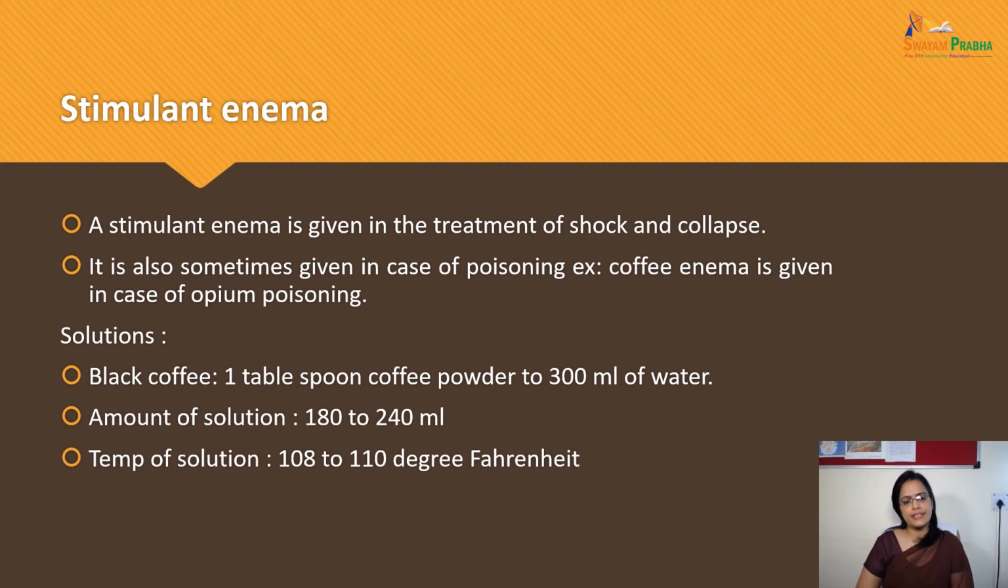Next is stimulant enema. It is given in the treatment of shock and collapse. It is sometimes given in the case of poisoning, like opium poisoning, where coffee enema is given: black coffee, 1 tablespoon coffee powder to 300 ml of water. You can see some solutions on the slides, and the temperature is maintained at 108 to 110 degrees Fahrenheit, with 180 to 240 ml.